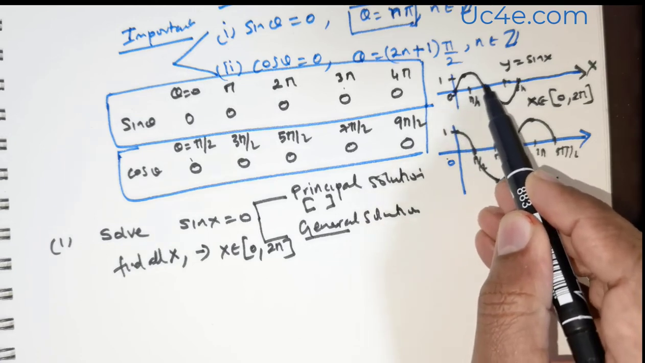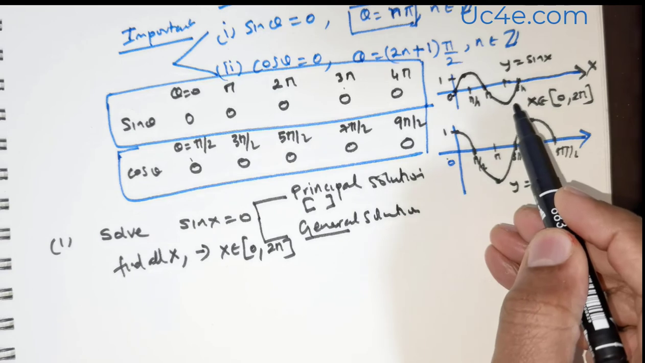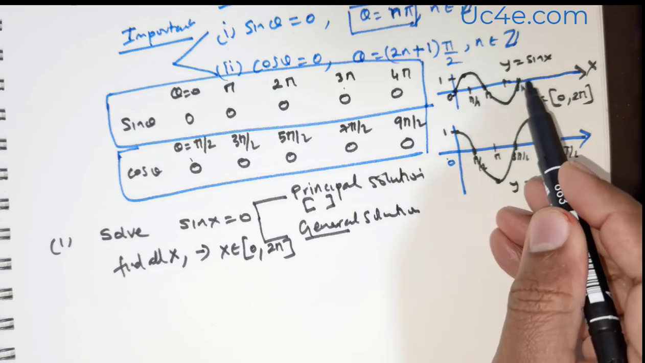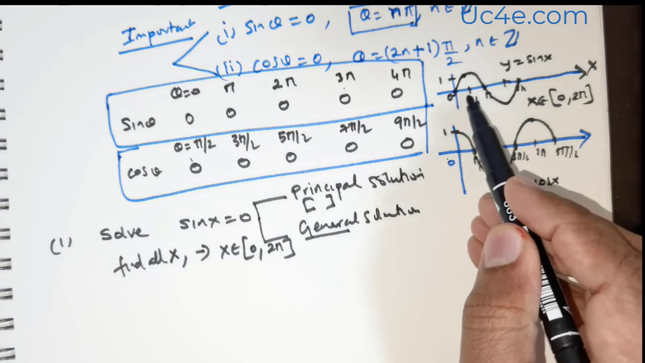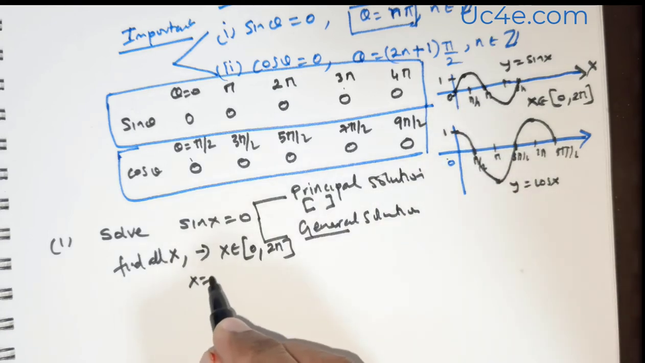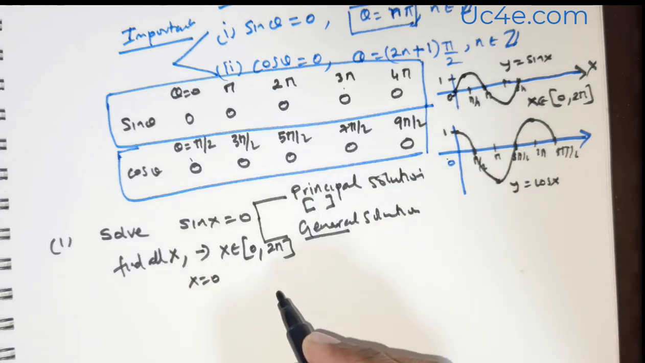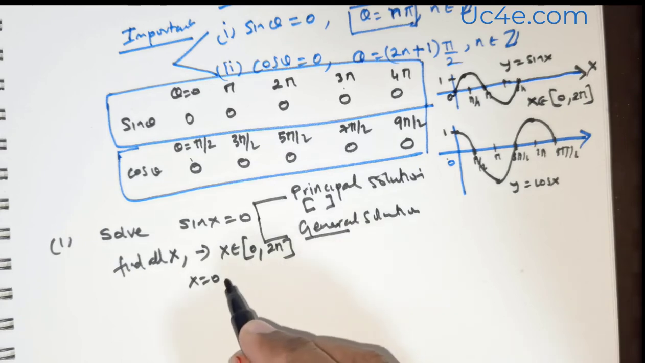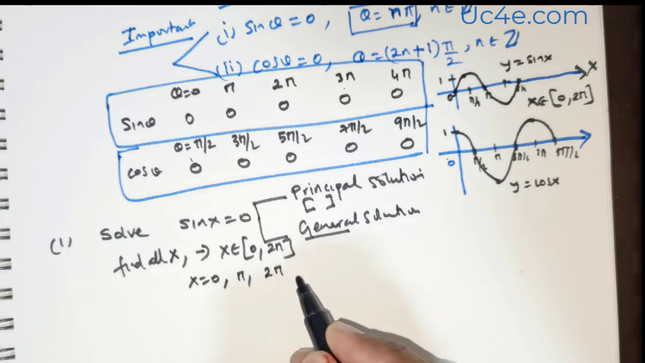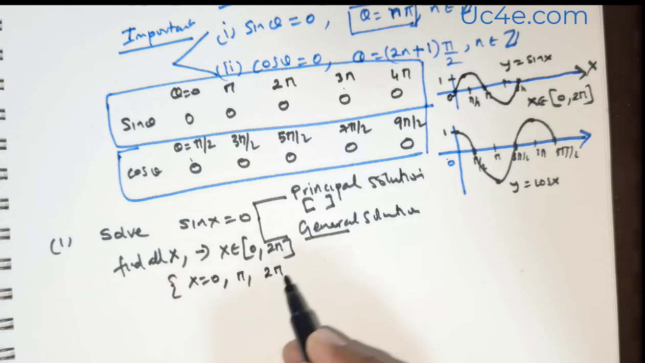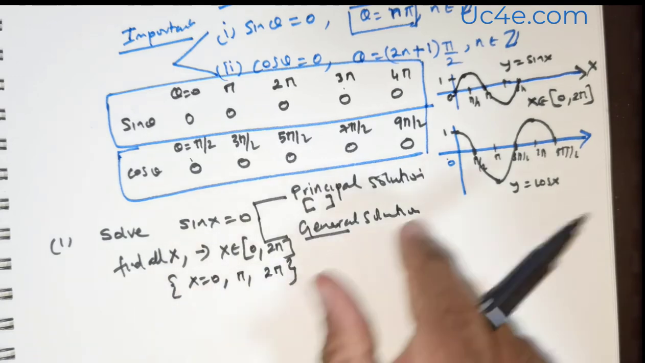Again at x is equal to pi, sin x hits 0, and then at 2 pi, sin x hits 0. So the solution for this would be x is equal to 0, and then x is equal to pi, and then followed by x is equal to 2 pi. So this is going to be my solution set. This is called the principal solution.